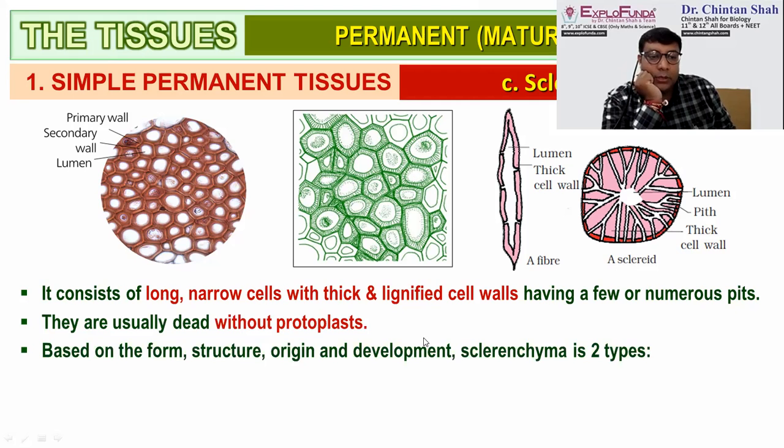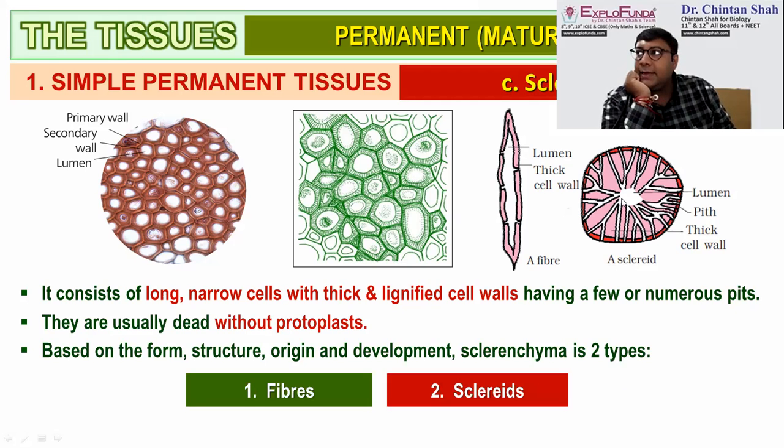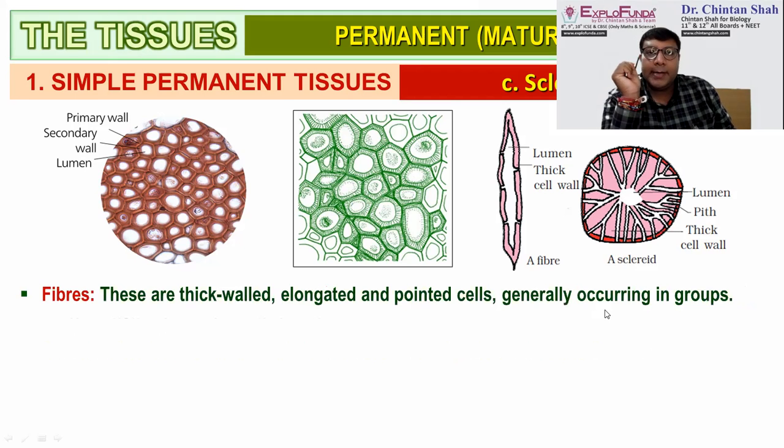So based on the form, structure, origin, and development, sclerenchyma is of two types. One is known as fiber, another one is sclereid. Can you see the sclereid and fiber? So fiber looks like lady finger, and sclereids are present in what? They are present in the pulp of sapota or chiku, as well as in the pulp of pear. These are thickened wall, elongated, pointed cells, and generally occur in groups.